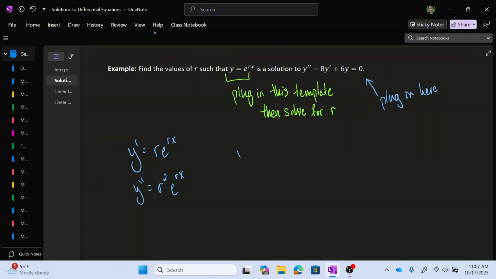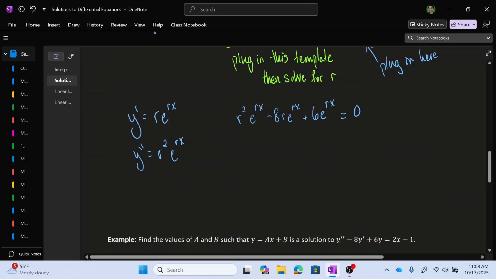Y double prime becomes r squared e to the rx. Negative 8y prime becomes negative 8r e to the rx. Plus 6y becomes 6 e to the rx. And my goal is for that quantity on the left-hand side to equal 0.